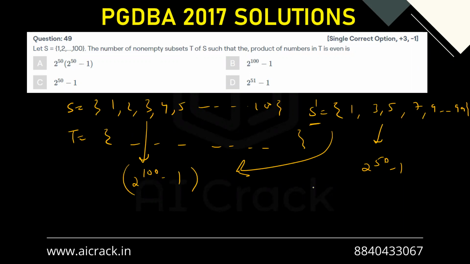And if I subtract both of them, I'll get the number of subsets where the product of numbers inside them is even, right? Because these were the subsets where the product of numbers inside them was odd. So if I do the subtraction, I'll get 2 raised to the power 50, times 2 raised to the power 50 minus 1. So A is my correct option.